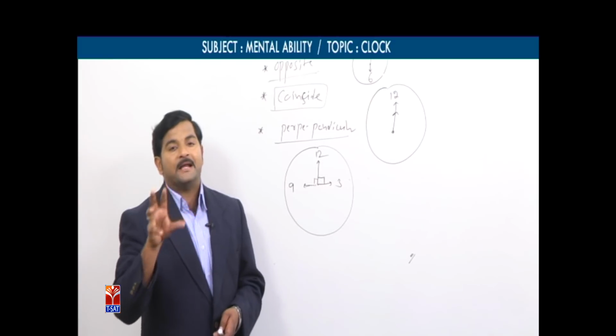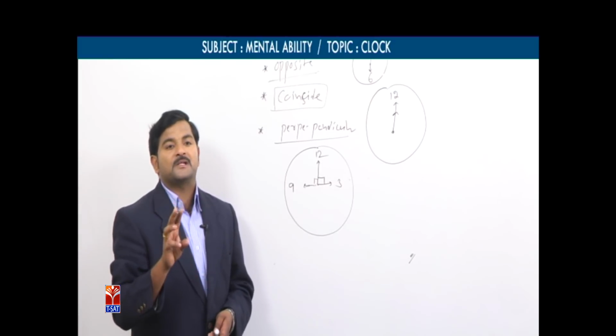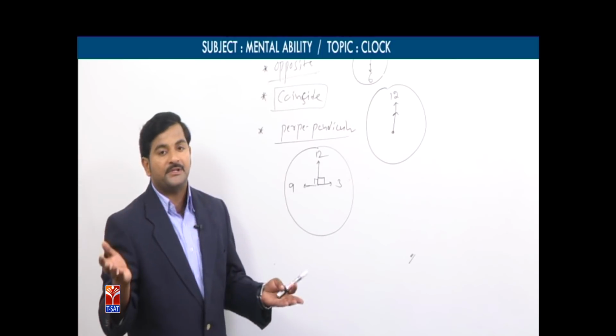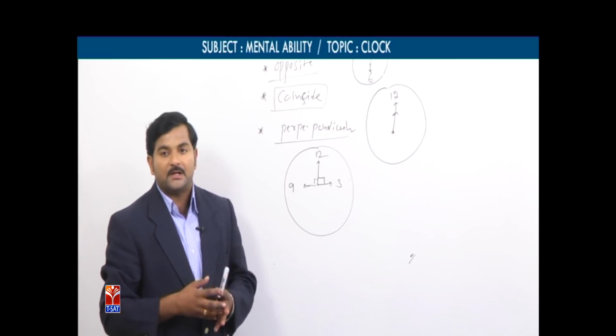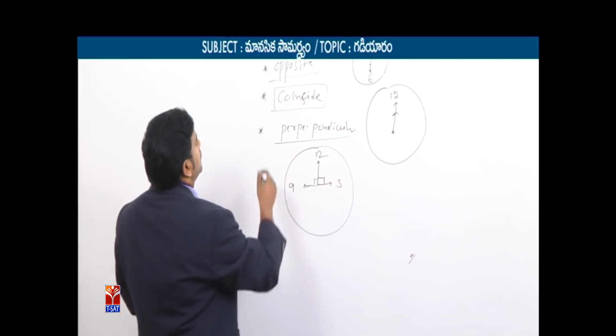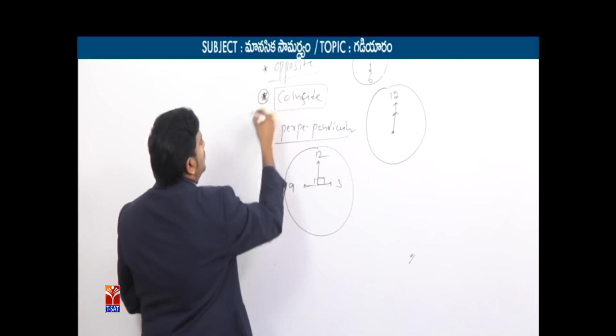That is, when the hands are rotating in the clock, we come across the following three conditions. Condition number one is the hands may be opposite to each other, the hands may be perpendicular to each other, or the hands may coincide. So now we will discuss this coincide part.